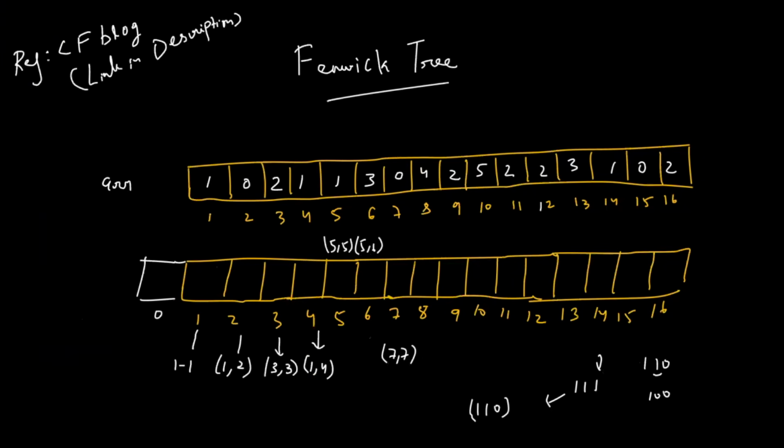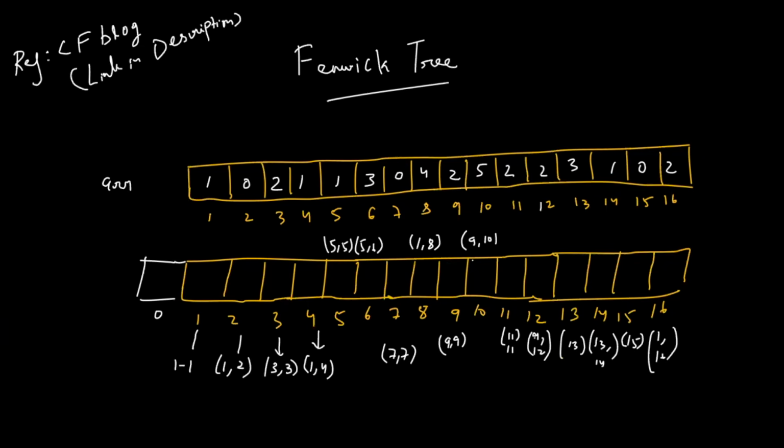Again, what will be 8? 8 is nothing but 1, 0, 0, 0. If I turn off the rightmost bit, we get 0. So our L is 1. So this is nothing but 1 comma 8. Similarly, we can write down for all the others, and it will look something like this.